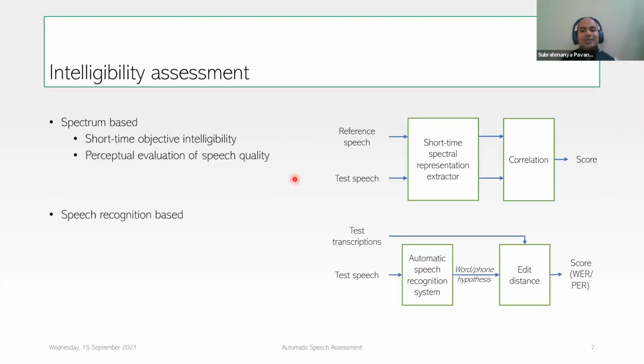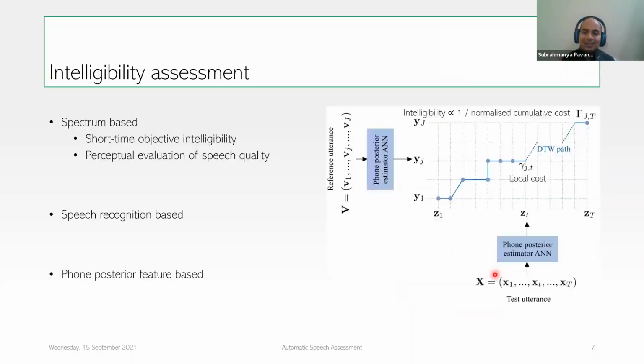The other class of methods use speech recognition to transcribe the test acoustic signals and compare them against a reference transcription to get an edit distance score or word error rate, which correlates with intelligibility. There's a third class of methods that operate at an intermediate level using phone posterior probability representations from an acoustic artificial neural network model. The test posterior probabilities are compared against the reference using dynamic time warping, where a local cost based on Kullback-Leibler divergence is computed, cumulated and normalized to compute a final score that correlates inversely with intelligibility.